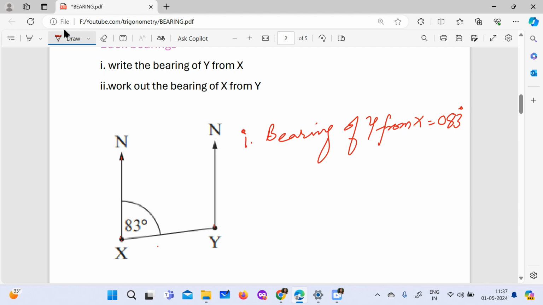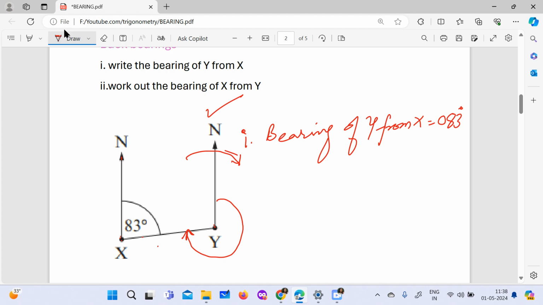Now the next part of this question is, work out the bearing of X from Y. So from Y, what will be the angle measure to reach X? And you remember we measure bearing clockwise. So we will go this way, and bearings are measured with respect to the north. So you will draw the north at Y. It means you have to measure this angle to reach X. I hope the question is clear to everyone.